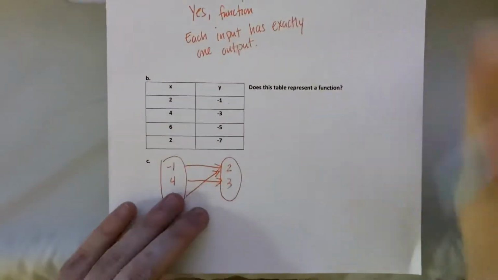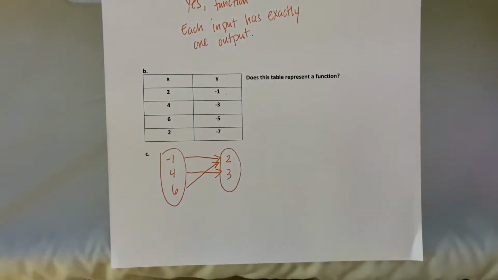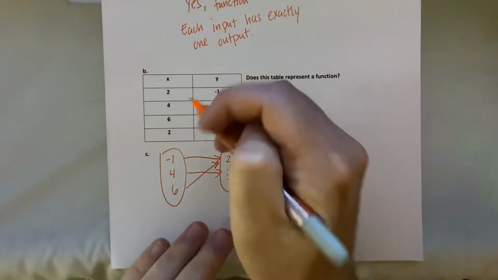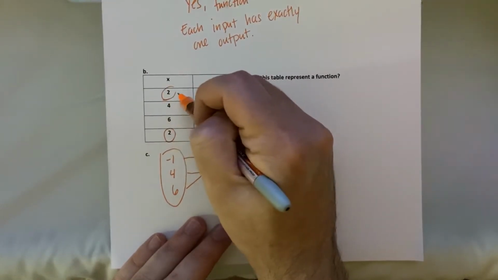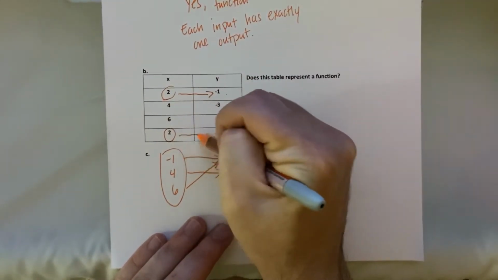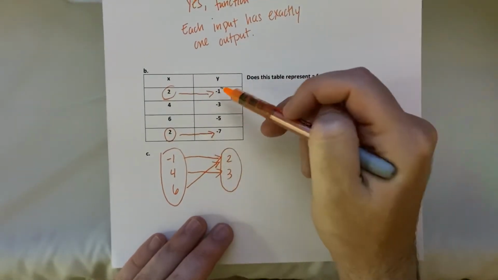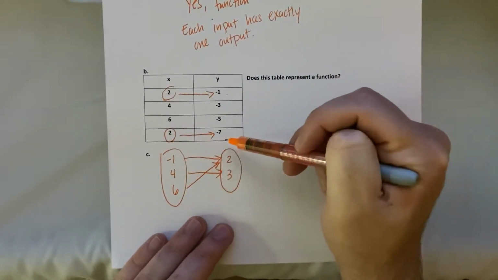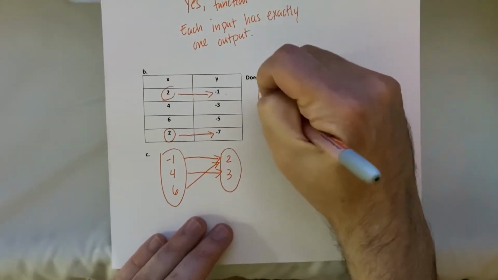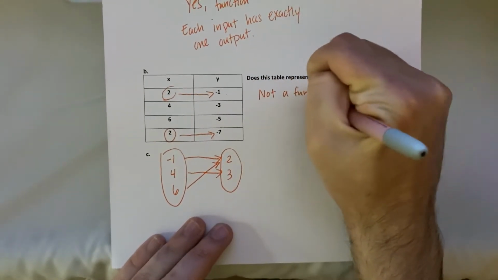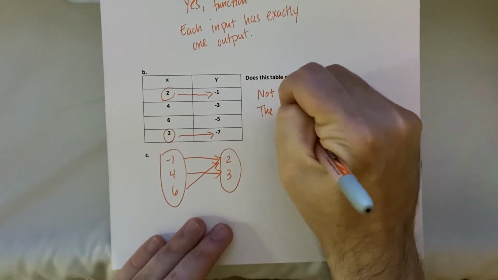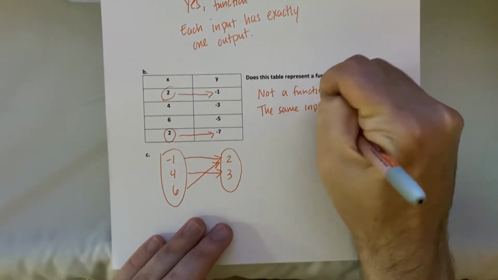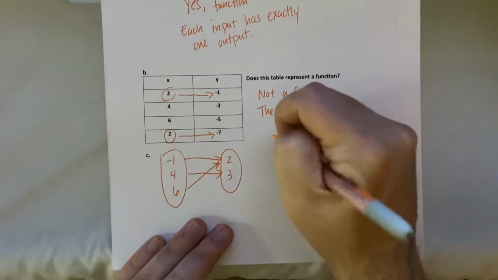Now, they can also be given to you in table form on your homework. Here's a set of x's and a set of y's. Does the table represent a function? You're really looking for repeating x values, and then you have to check, are they going to the same or different y values? Here 2 is going to -1, here 2 is going to -7. That means it's not a function, because you have the same input going to two different outputs.